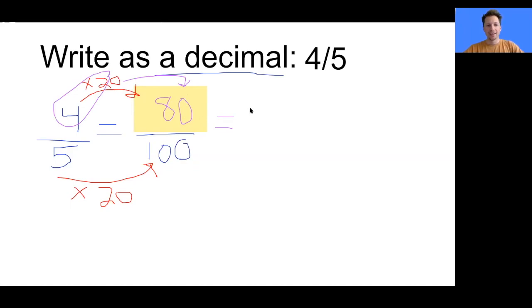So 80 over 100 is 0 because we don't have a whole. Put my decimal point right here. And you can either write 0.8 and you're done, or 0.80, both are the same. So the answer to writing a decimal for 4 over 5 is 0.8 or 0.80, both are the same.